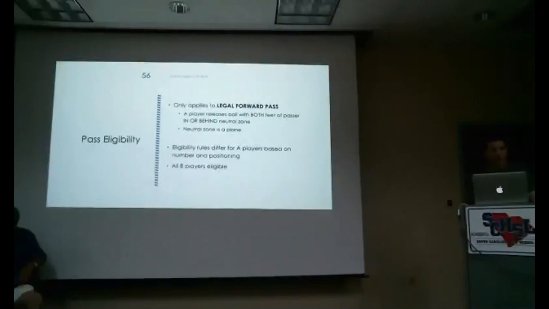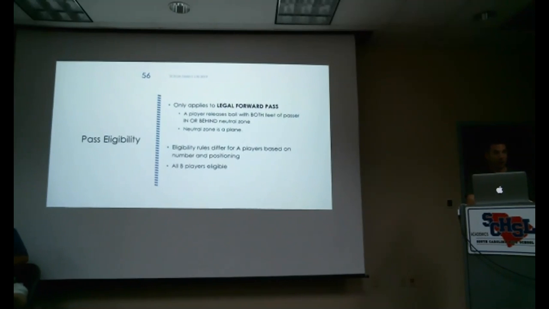So, pass eligibility. We've talked about what is legal and illegal for a pass, but now we've got pass eligibility restrictions as well. This only applies to a legal pass. A player releases the ball with both feet behind the line of scrimmage as a passer. And remember, the neutral zone is a plane. So if the ball is released, meeting the criteria, it's a legal forward pass, then there are eligibility restrictions for A.